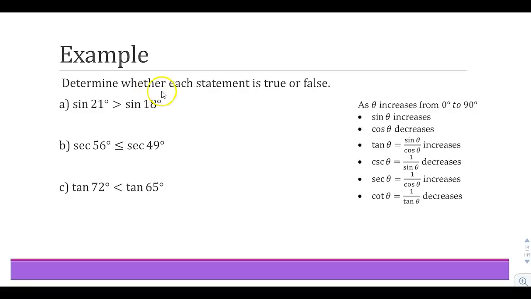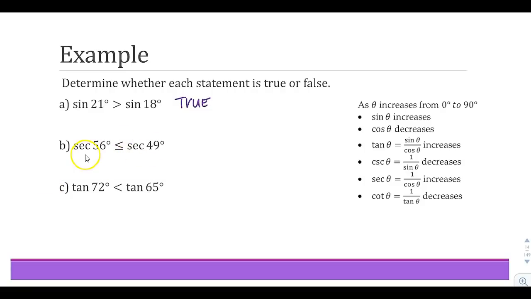In this example, let's determine whether each statement is true or false. Is sine of 21 degrees greater than sine of 18 degrees? We're referencing what we just talked about. Since 21 degrees is greater than 18 degrees, we know that sine is getting bigger the bigger the angles that you plug into it. Sine is increasing as you plug in bigger and bigger angles. So that means this is a true statement. Sine of 21 would be bigger than sine of 18 degrees. So the first statement is true.